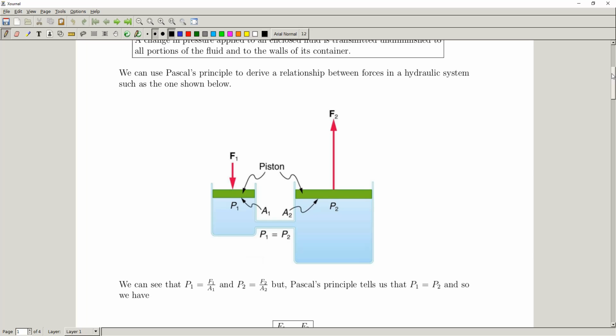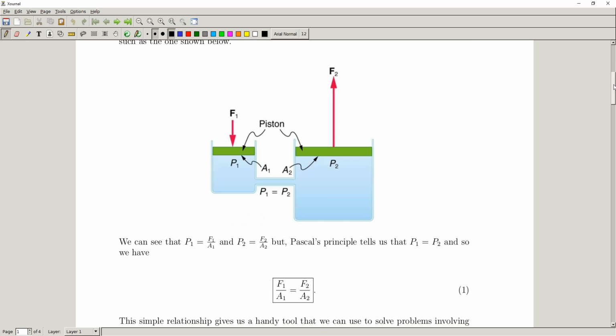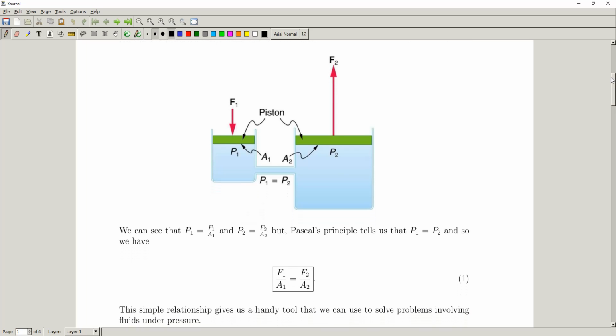Well, we saw that we can write pressure as a force per unit area. As we see here, pressure is force over area. So we know that pressure 1 in our first piston is going to be equal to the force applied over the area of the piston, the surface area of this disc that we're applying the force to. And that's true also for piston number 2, but they're also connected, and Pascal's principle tells us that P1 has to be equal to P2.